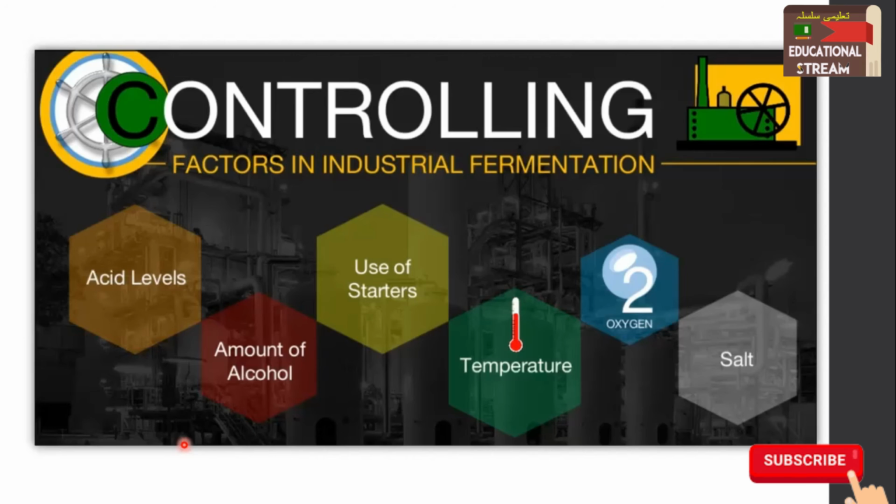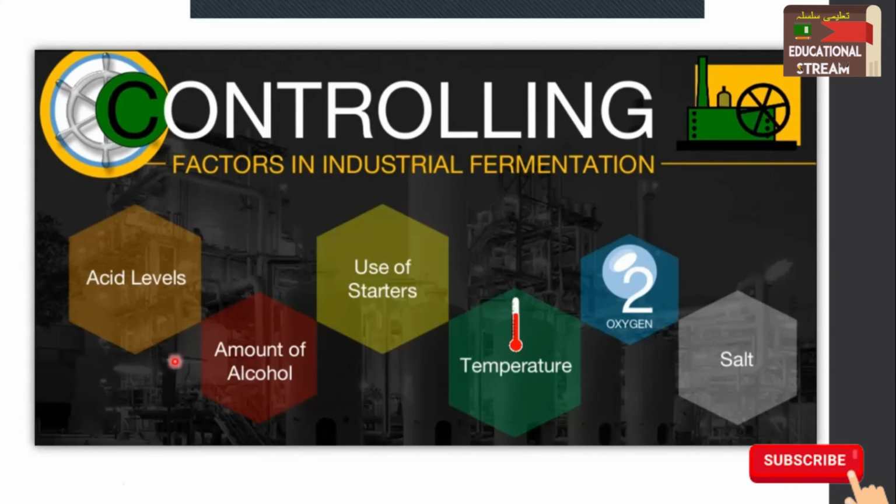So there must be some controlling factors in industrial fermentation, which must be monitored at all levels. First of all, the first factor is acid levels. If you are using some microbes which are acidic in nature, or when you are creating wine or soya sauce type things, then you need to monitor the acid level. If there are too many microorganisms in the sample or in the fermentation vat, then obviously the acid level goes higher. Then the amount of alcohol, what type of alcohol and what percentage of alcohol must be there in wine or in rum, ale, beer, all these things.